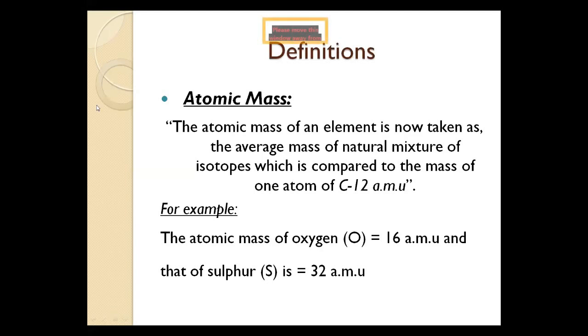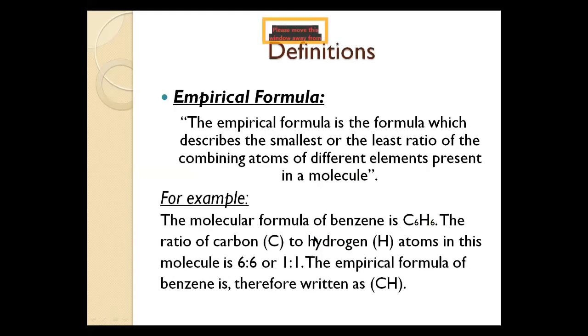Now we have another term, empirical formula. The empirical formula is the formula which describes the smallest or simplest ratio of the combining atoms of the different elements present in a molecule. It means in a molecule different elements are present, and how they are combined, their simplest ratio, is shown in the form of an empirical formula. Actually, the empirical formula does not tell us the actual number of atoms present in a certain molecule.